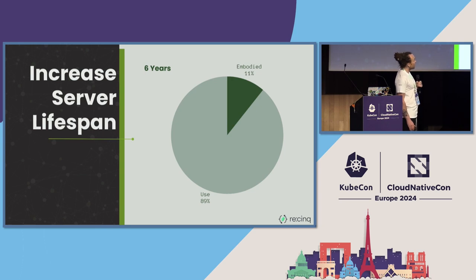Now, AWS specifically has actually reported that just increasing the lifespan of their servers has given them around a $900 million benefit in profits because they're not spending that money on upgrading servers.